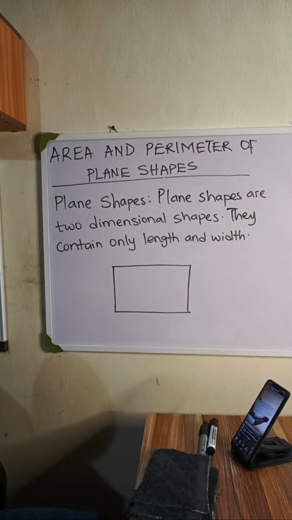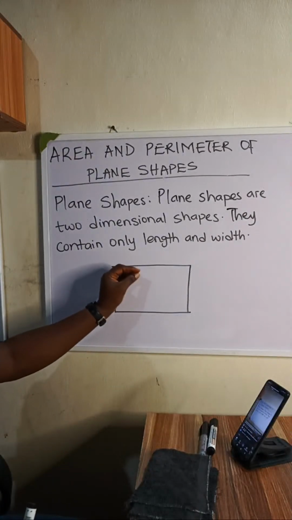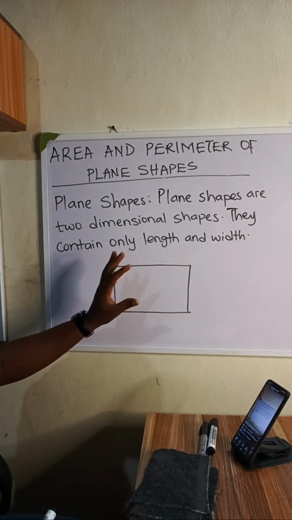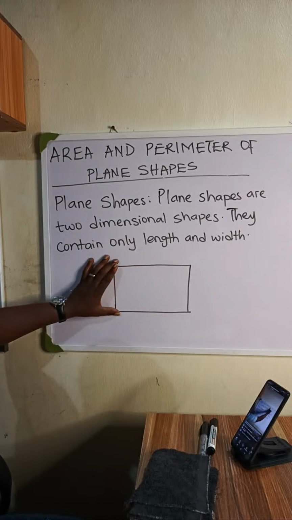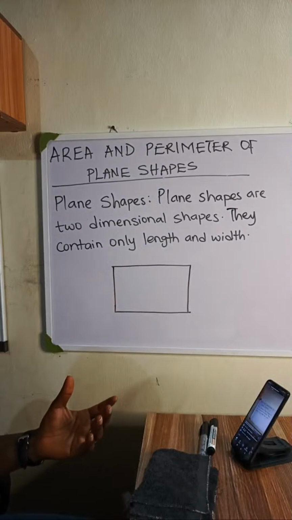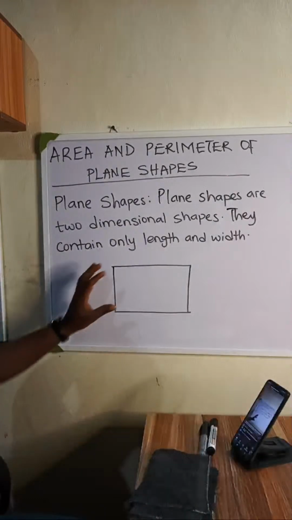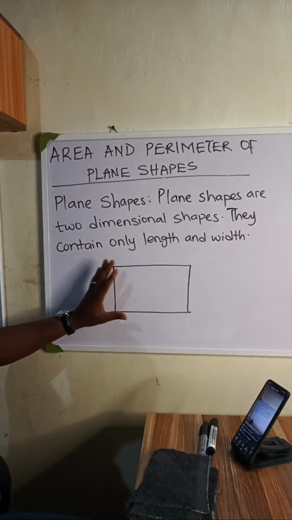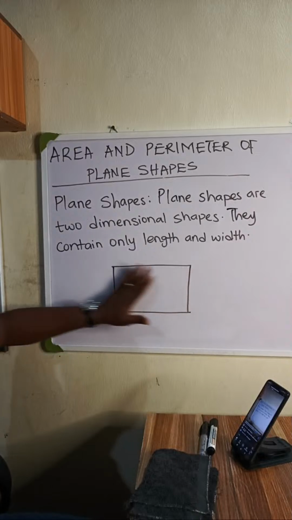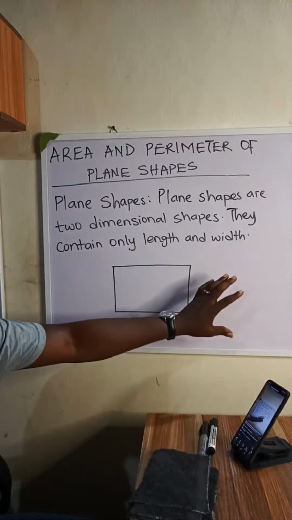One of the characteristics of plane shapes is that you cannot move a plane shape from one point to the other. If you have a shape like this, and you are told to move it from this point to this point, it's not possible because there is a third dimension that is needed to move a shape. This plane shape is just a flat shape. So plane shapes are flat shapes. They cannot be moved from one point to the other.